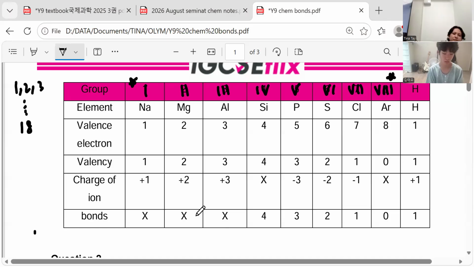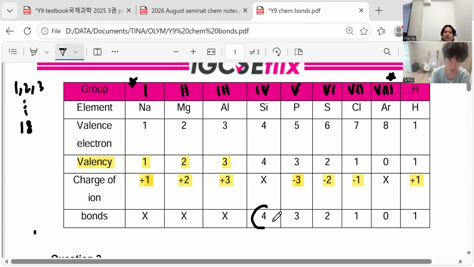Valence electrons are the electrons on the outer shell. Group 1, 1, group 2, 2, group 3, 3, and so on for groups 4, 5, 6, 7, 8. But for charge, remember only positive 1, positive 2, positive 3 form ions. Group 5 is negative 3, group 6 negative 2, group 7 negative 1. Hydrogen forms a positive ion, but we don't use it in this chapter. Covalent bond? No, it doesn't form covalent bonds.